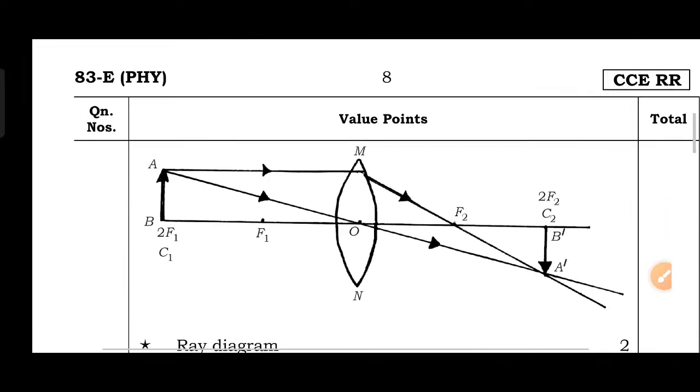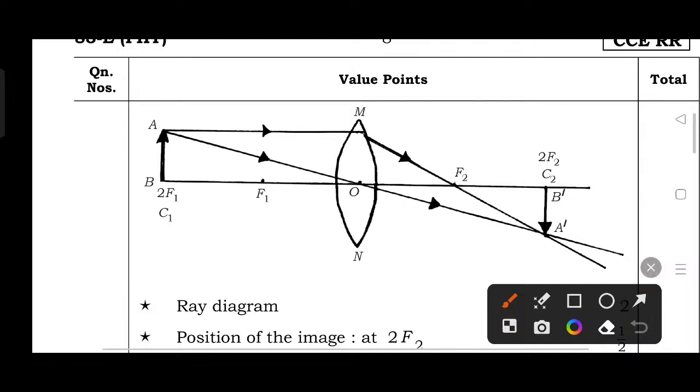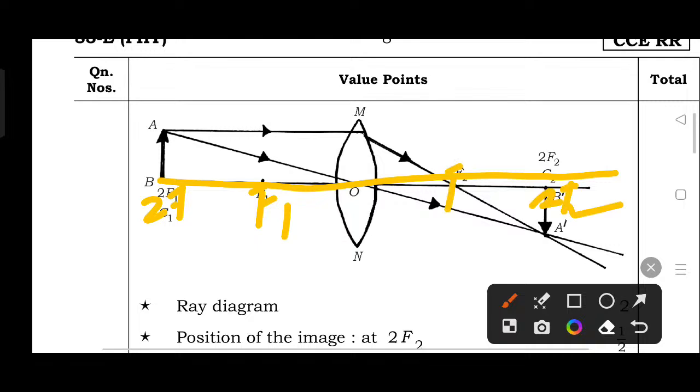See the diagram. See what happened. This is the principal axis. This is 2f1 and f1. This is 2f2 and this is f2. Whenever the object is kept at 2f1, then where is the image formed? At 2f2. The size of the object and the size of the image are both the same.